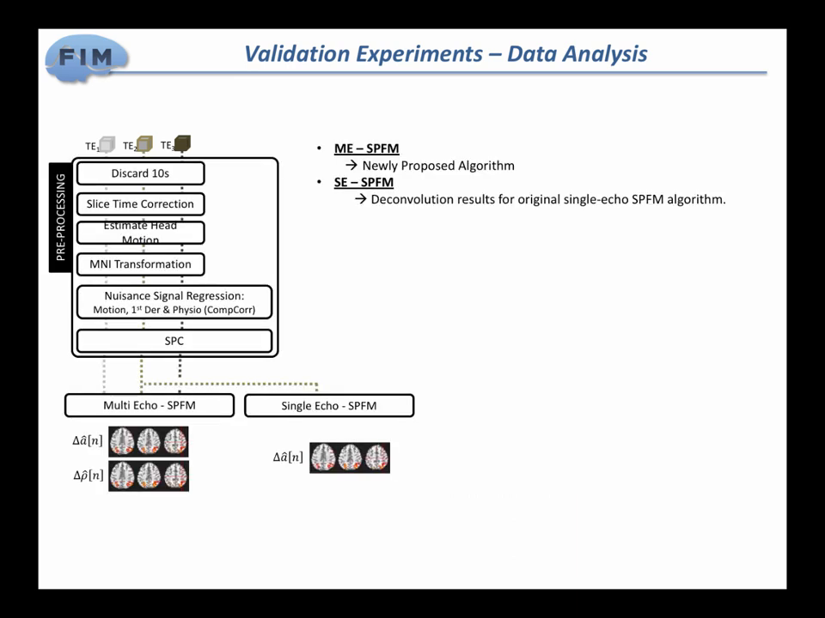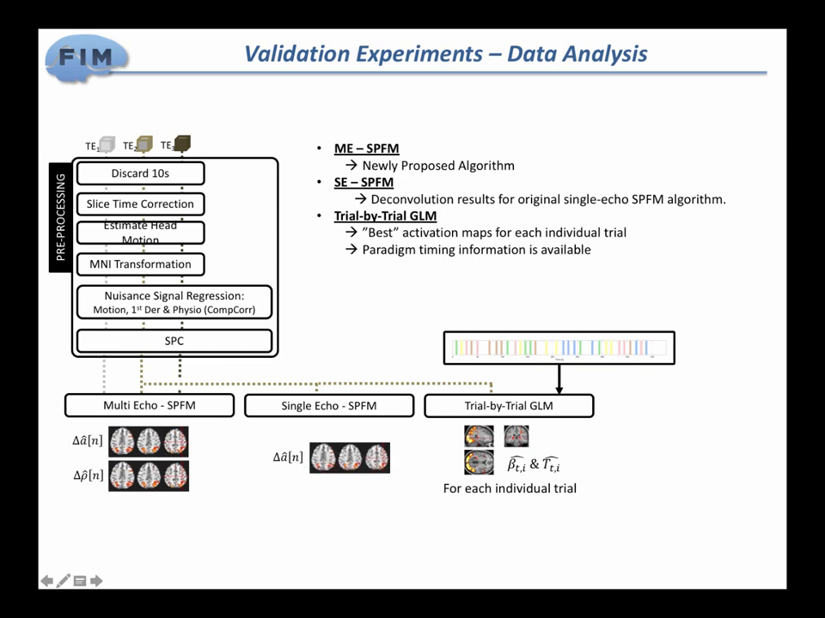Then we're also going to get activation maps for each of the different trials using a GLM, giving this time the information about the different events. So this is for comparison purposes. Here we're going blind, either with single echo data or with multi-echo data. Here we're actually using the information. We're going to see how well we compare to that.